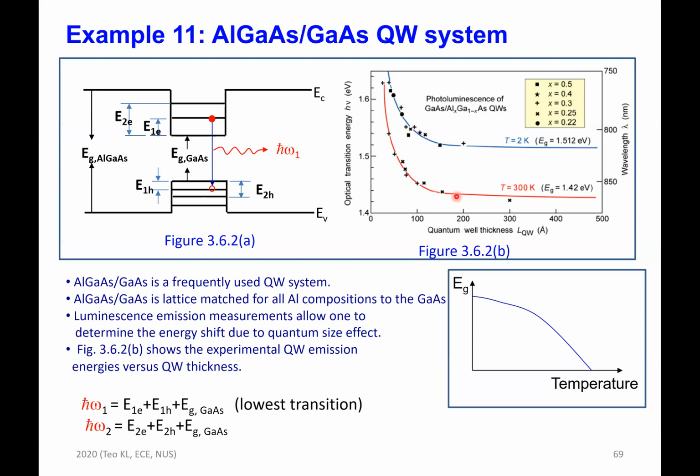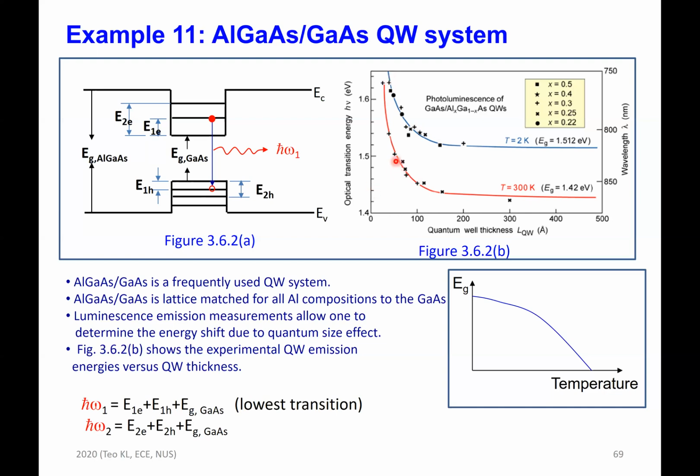And then as the well width starts to decrease, the optical energy starts to increase quite drastically. And the reason is also because your energy, if you use infinite square potential approximation, goes like 1 over L squared. So therefore, you expect to have this increase in terms of 1 over L squared dependence.